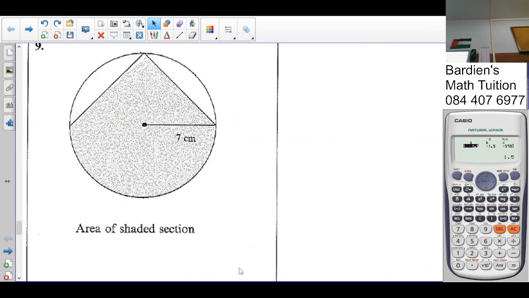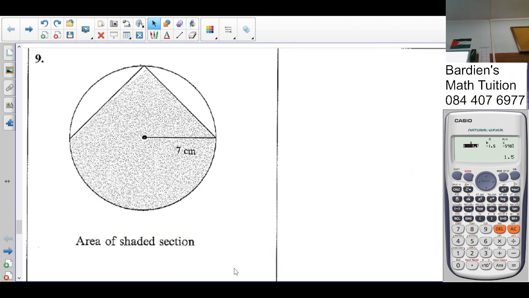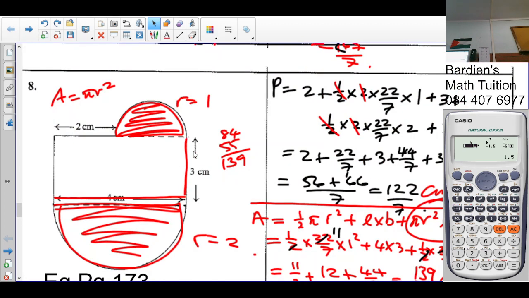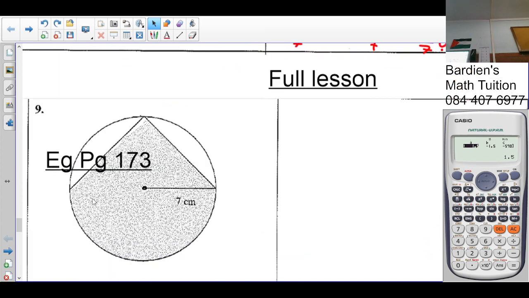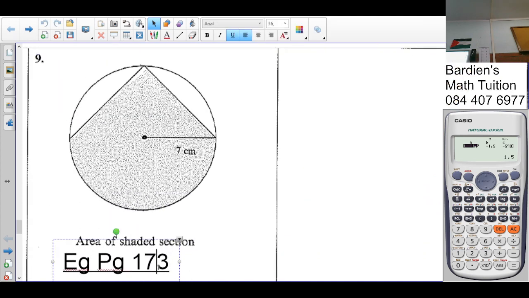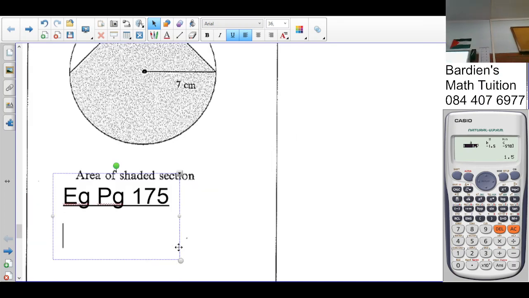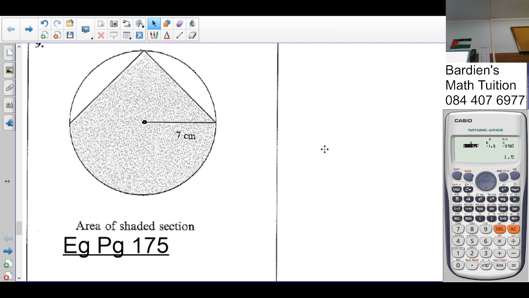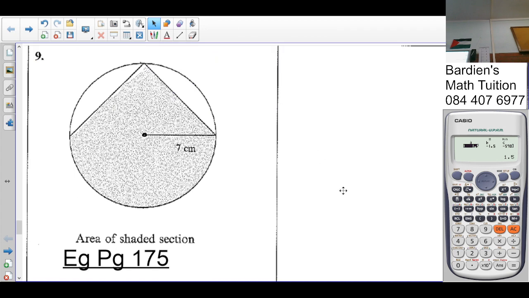Okay. So we're looking at number 9, and this is on page 175. So let's look at the area of this shaded region. What do you see here? The area of the shaded region.